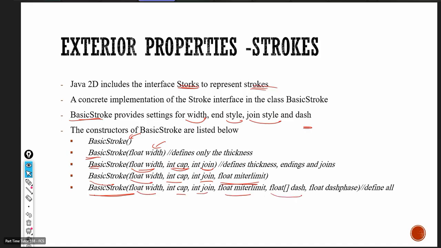And we can also use BasicStroke by giving the width, the cap, the join, the miter limit, and then we can add one array describing the dash. So let's suppose that we want a line like this. We can create an array by giving the length of this part, then the length of this space. We can do this by using an array. And then we can give the dash phase, and we'll see what the dash phase is.